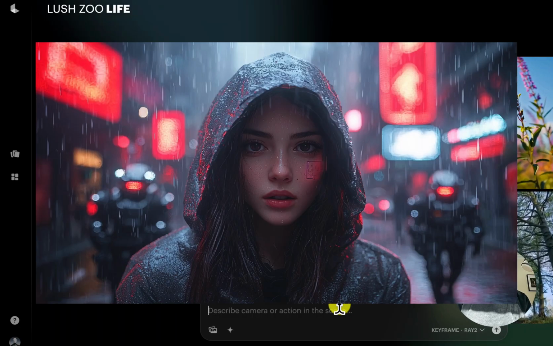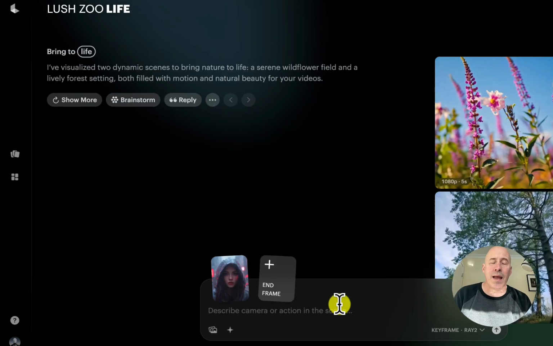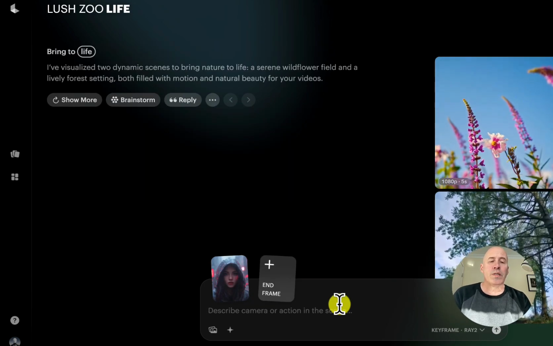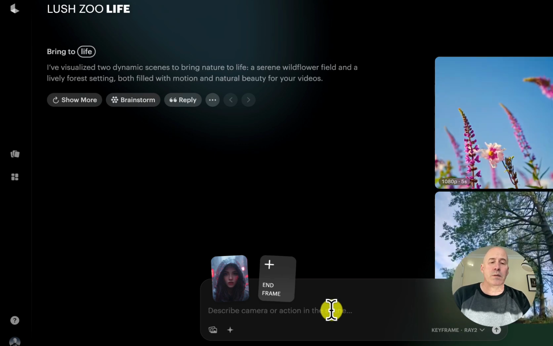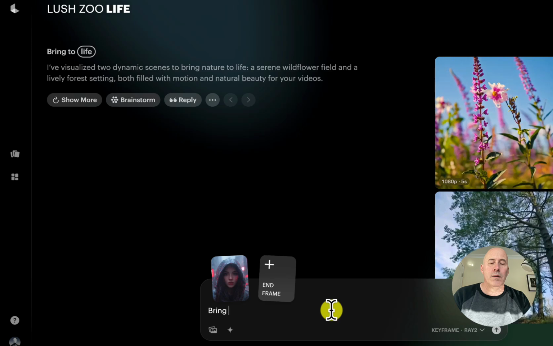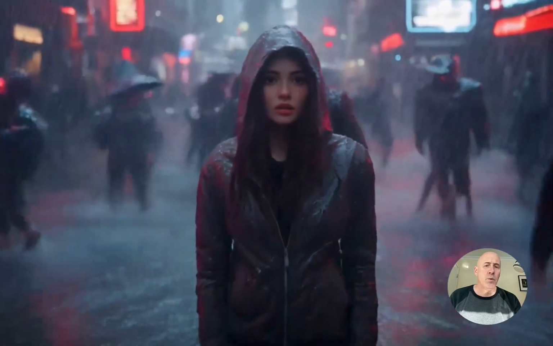As I mentioned, we're going to upload the same image to Dream Machine as well as Pika and Kling, and we're also going to use the same prompt, which is bring it to life. So here's Kling 1.6.